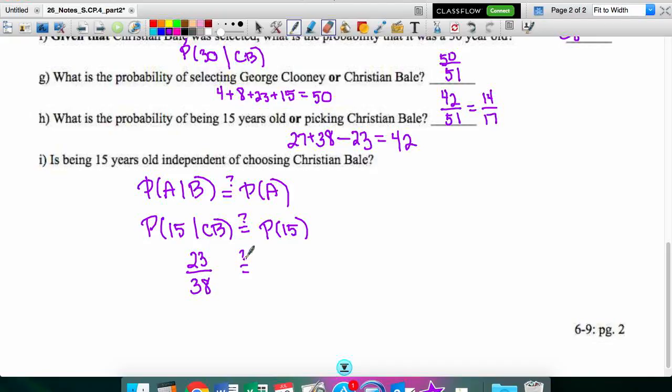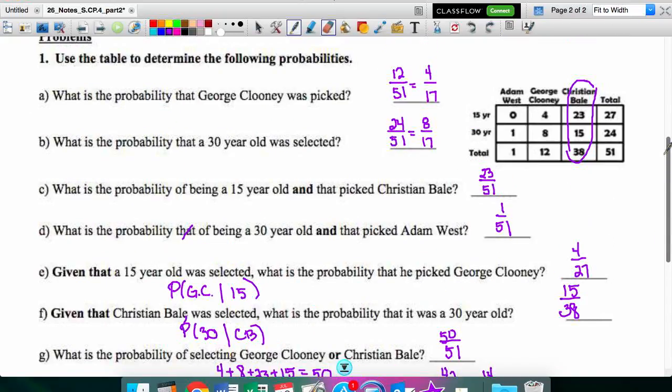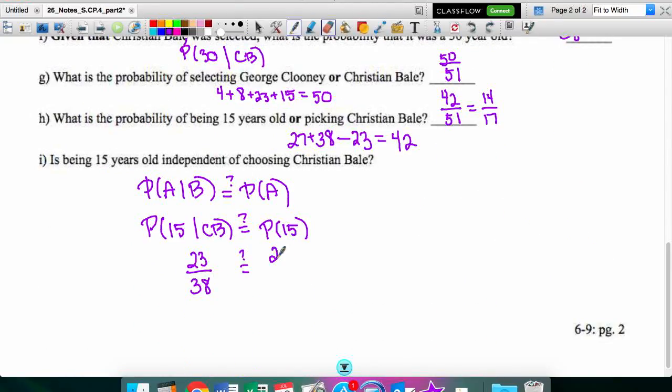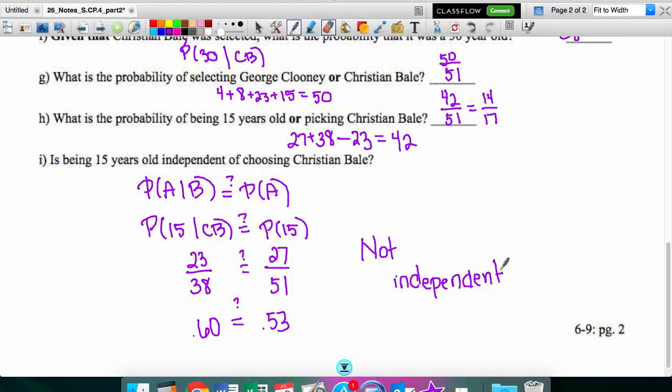And we want to know, is this equivalent to the probability of a 15-year-old? And if we look at our table, it looks like there are 27 15-year-olds out of 51. Now, comparing fractions is a little bit difficult, so when I'm comparing, I like to go ahead and use the decimals. If I find the decimal equivalent of 23 out of 38, I get 0.60. And if I'm comparing the decimal for 27 out of 51, I get 0.53. As you can see, while these are close, they are not the same, so therefore these two events are not independent. If you were to use your intersection formula as well, you would also see that they are not independent. And that's it.